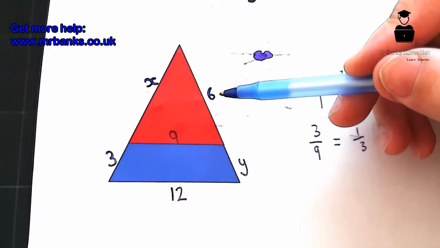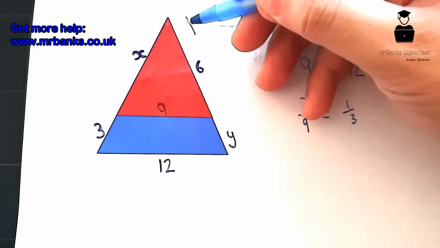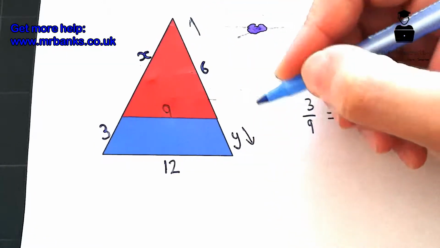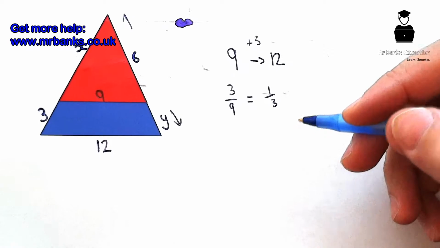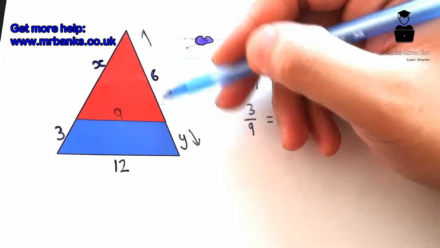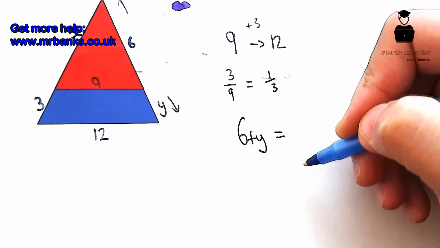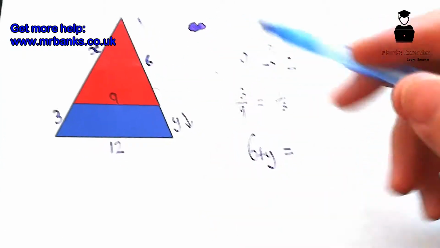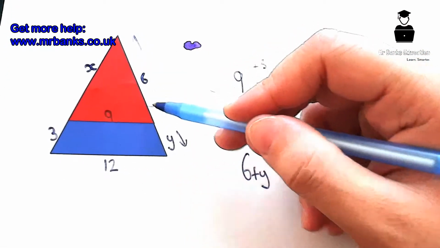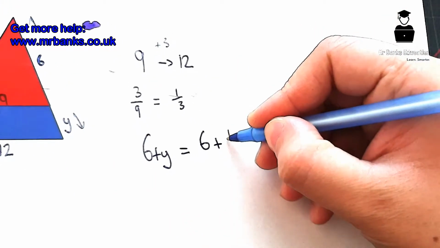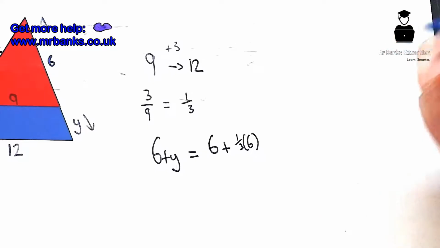So if we want to find out what is y, that means this whole side here, all of it, is 6 plus 1/3 of 6. So let's call this side 6 plus y, because it's the 6 plus the y. So 6 plus y equals 6 plus 1/3 of 6. We just said we're adding on 1/3 of 6. Now what is 1/3 of 6? 1/3 of 6 is 2.